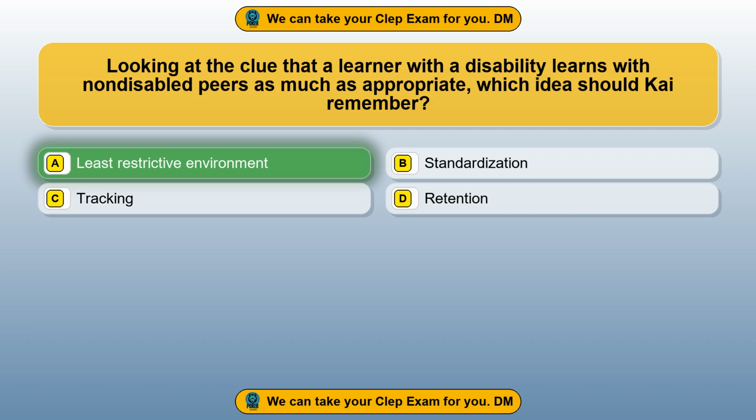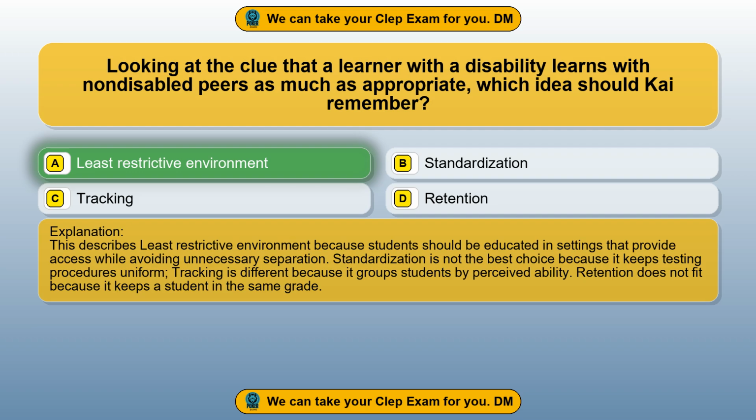Least restrictive environment. This describes least restrictive environment because students should be educated in settings that provide access while avoiding unnecessary separation. Standardization is not the best choice because it keeps testing procedures uniform. Tracking is different because it groups students by perceived ability. Retention does not fit because it keeps a student in the same grade.